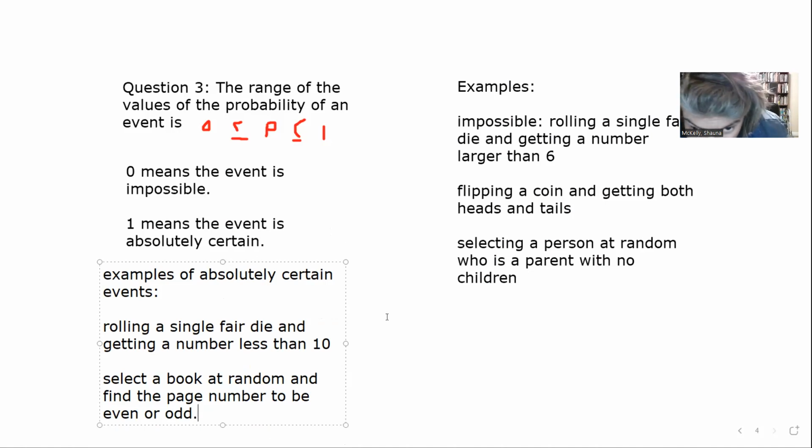If you don't know the difference between even and odd numbers, even numbers are divisible by 2. So 0, 2, 4, 6, 8, 10, all of those are even numbers. Odd numbers are not. So they're like 1, 3, 5, 7. So your page number has to be either even or odd. Those are examples of absolutely certain events.